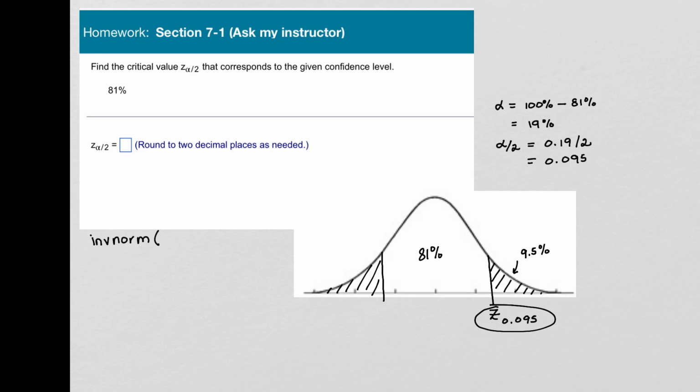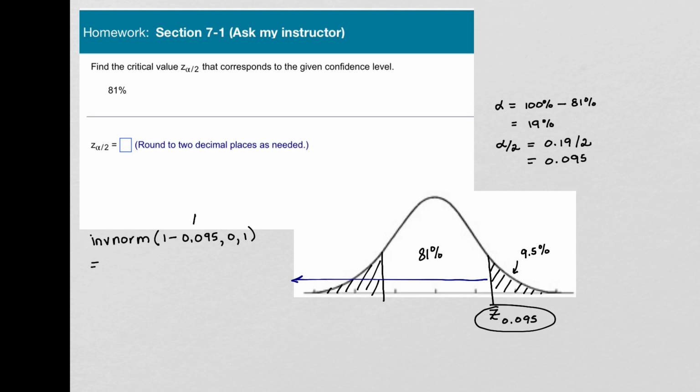And because we have 9.5% in the right-hand tail, what I'm going to do is take 1 minus that, because I want to know what is the area to the left, because that's what the calculator works off of, is what is the area on the left. So all I have to do is say 1 minus 0.095. I don't really need to know what percentage that is. And then I put in the mean and standard deviation.